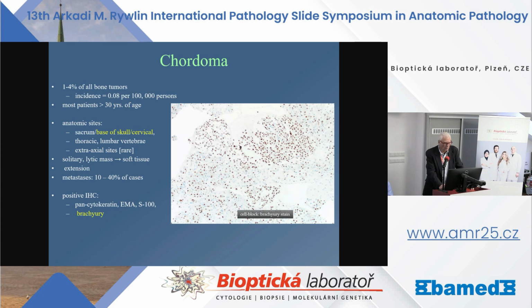This is the cell block with the brachyury stain, and I won't read the rest of the positive immunohistochemical staining that is present there. The anatomic sites of chordoma, well known to almost all of you, and that's the incidence of this tumor when you compare it to all bone tumors.